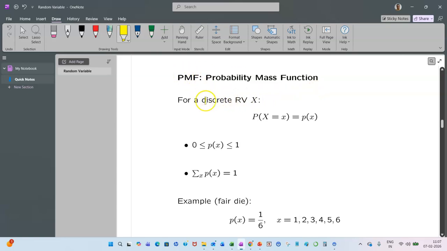Probability mass function for a discrete random variable x: probability x equal to x is p(x), where p(x) takes values between 0 and 1, and the sum of all p(x) over all values is 1. That is, the total probability is 1. If the experiment happens, some outcome will happen. So that's for sure. So total probability is 1.